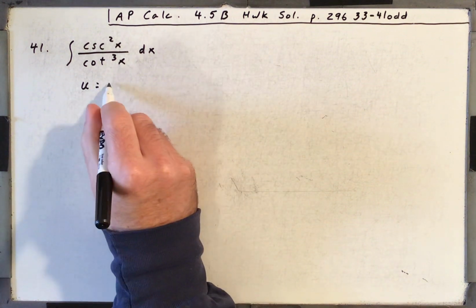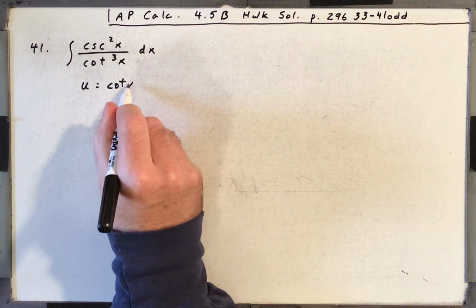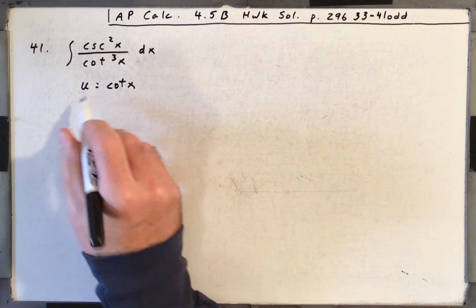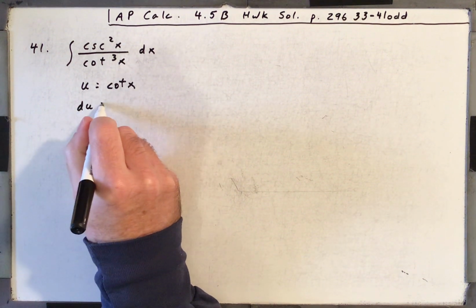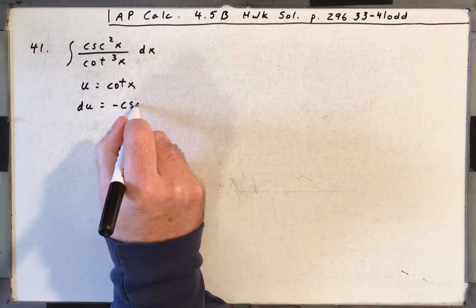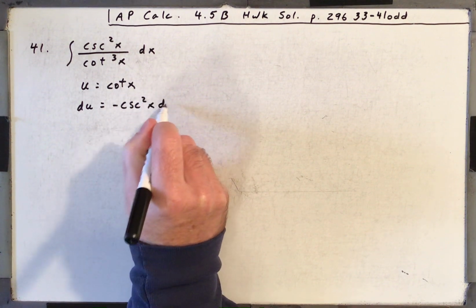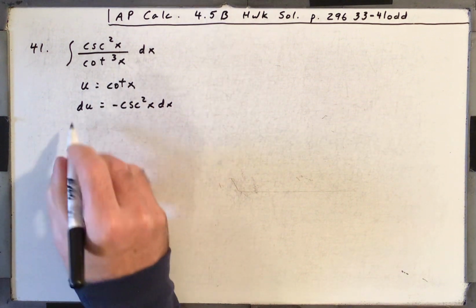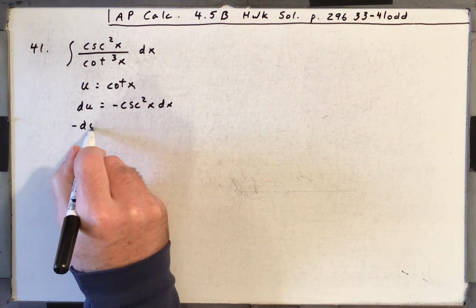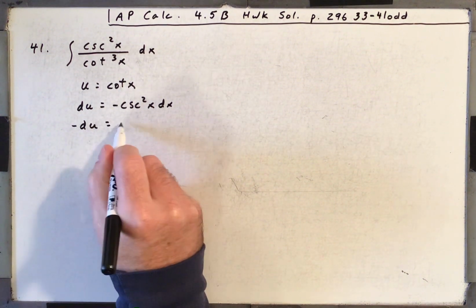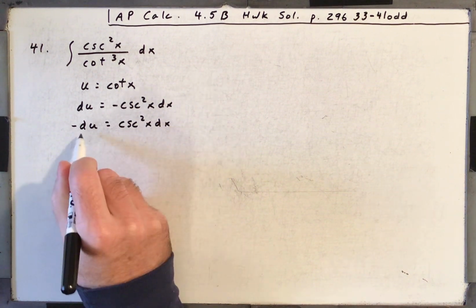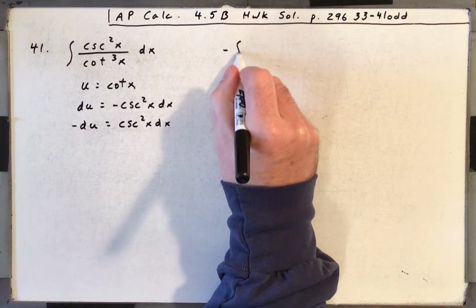How about cotangent x? Now remember, this is just cotangent x cubed. So if we pick cotangent x, the derivative of that is minus cosecant squared x dx. And that's right up top. It's sitting up there. All we have to do is multiply both sides by -1, and we have what we need. So I've got to adjust with a minus out front.